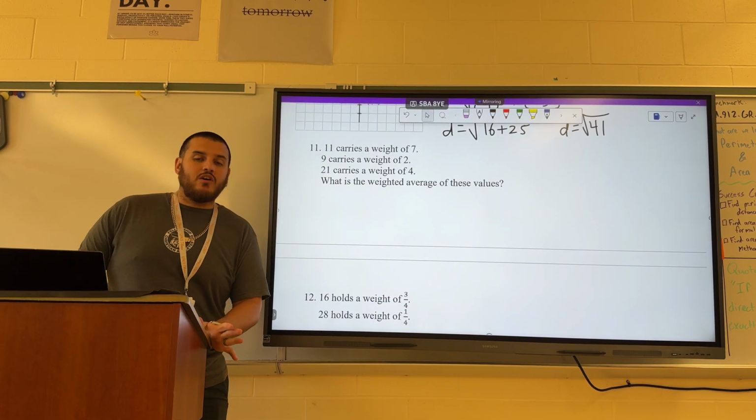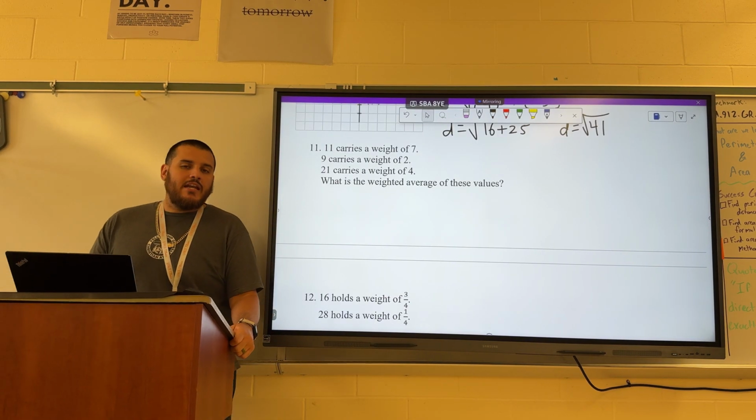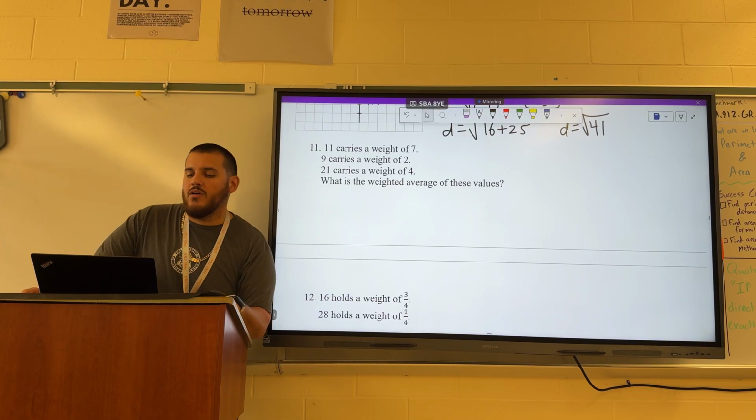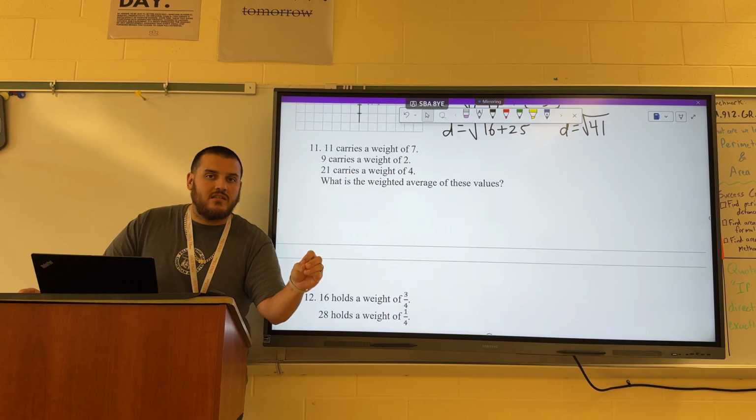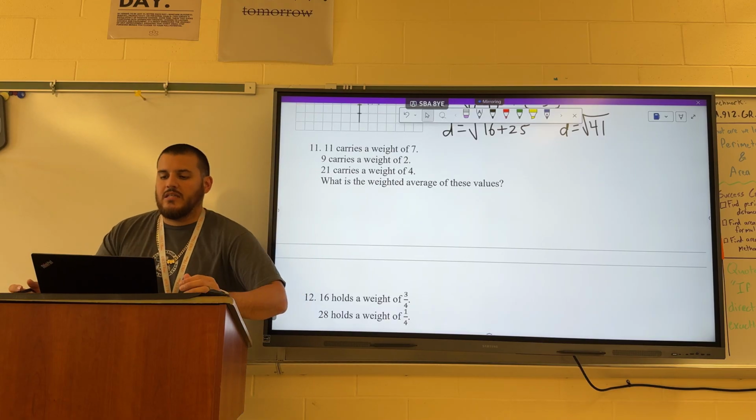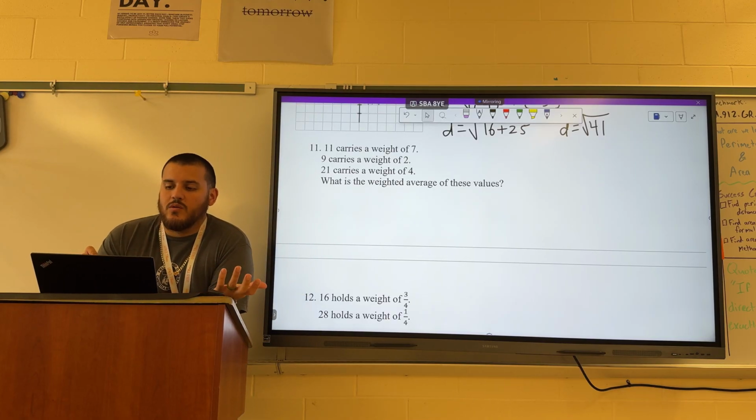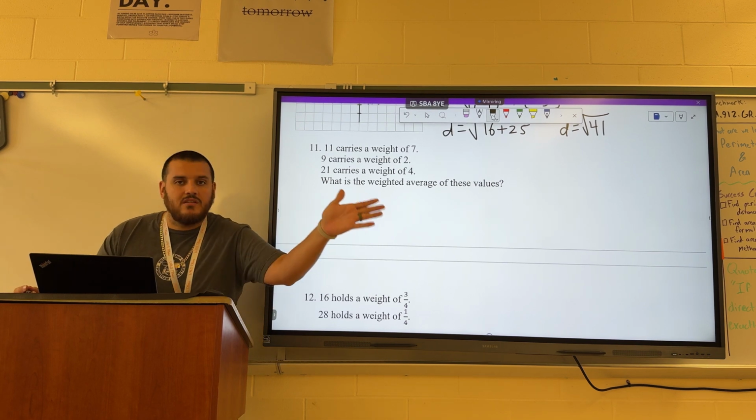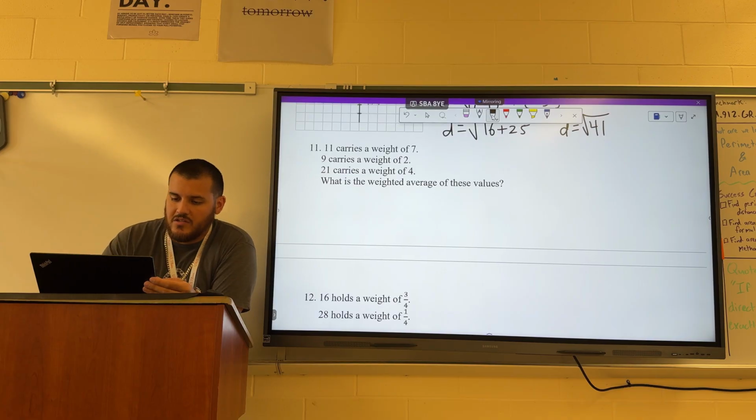Questions 11 and 12 go over weighted average. Weighted average, remember, is just average. It's just adding stuff up and dividing by the total number of values. Just remember that the weights are our total values in these problems. So 11 has a weight of 7. That means there's 7 11s. But instead of writing 11 plus 11 plus 11 7 times, right, we can just write 11 times 7.